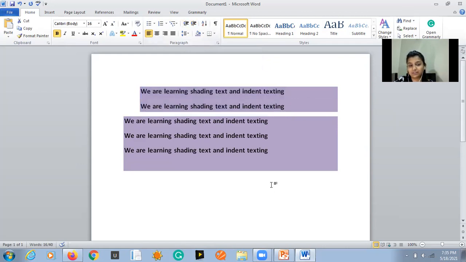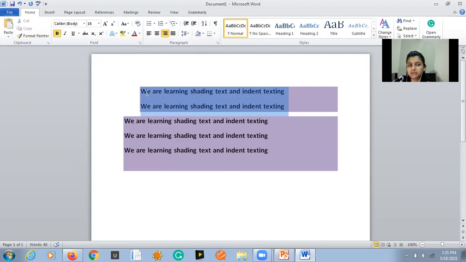What are you noticing here? The text has slightly shifted to the right, but not the entire one. The entire shift is for the alignment option that moves the text totally to the right hand side. But here you can notice this option has shifted it slightly to the right, like I've shown you in the book also. So this is the functioning of the indent decrease and increase.